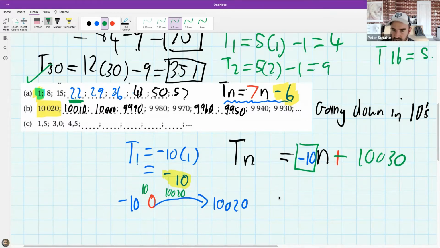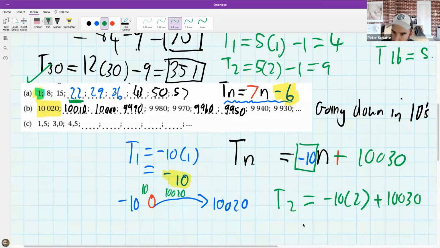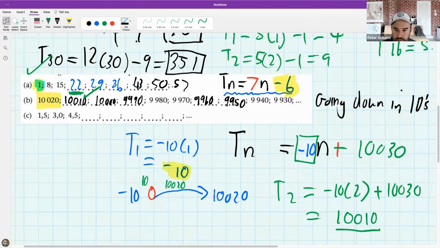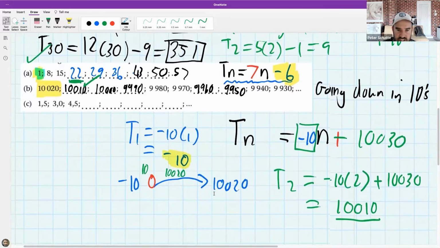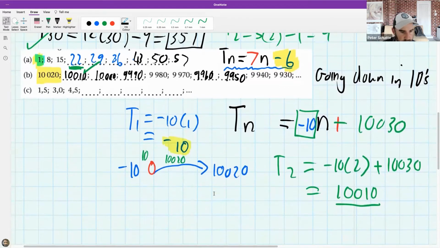And then you can see where I was going with that. T2, that plus 10,030, which then gives me 10,010, which is good news because that's what that was. Okay, let us move on from that one, and let's just see if we can get the answer for C.